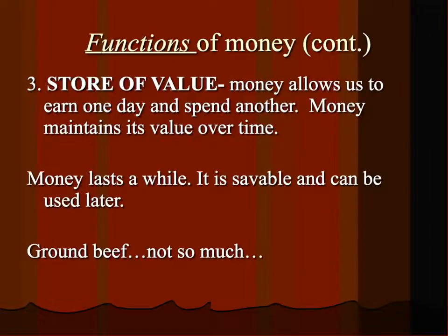And lastly, the last function of money, the store of value. Money allows us to earn it one day and spend it another, so it maintains its value over time. So money lasts a while. It's savable. It can be used later. If you put it through the washing machine, no big deal. It's still going to come out the other side, and you can still use it later on. Throw it on your pillow or your mattress, you forget about it, 50 years later you come back. It may not buy the same amount of stuff, but it hasn't gone bad. Using ground beef, on the other hand, not so much. Don't try this at home. Don't put ground beef under your pillow or under your mattress and wait 20 years to come back. It's not going to turn out well.